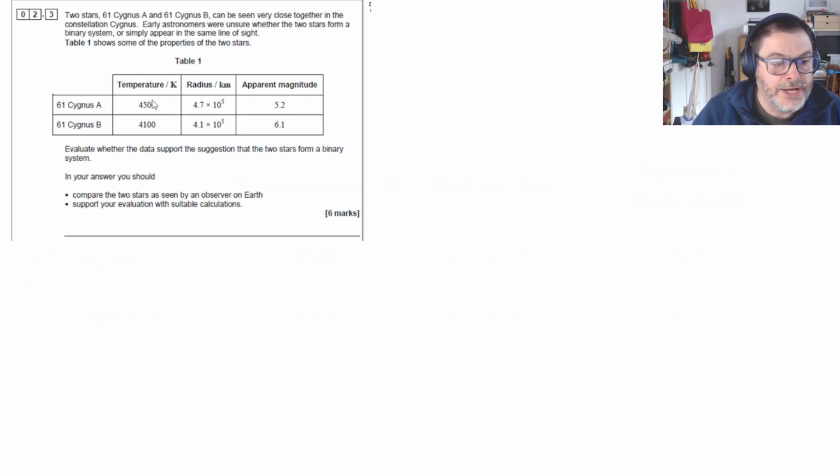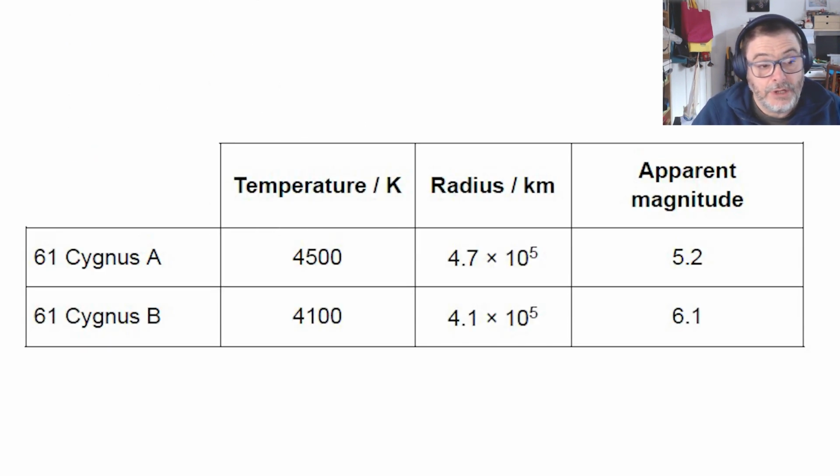So looking at the data, we have temperature. Okay, that's nice. Radius. Well, when I see radius, I think, well, that's a bit specific. There's a big hint buried in that. And also apparent magnitude. And apparent magnitude, remember, we can use that to find a measure of how much energy is arriving on planet Earth. We'll come to that in a minute.